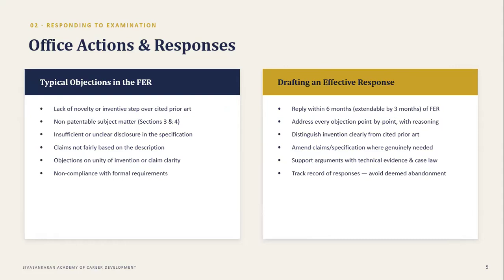The applicant should clearly distinguish the invention from the cited prior art. Where genuinely necessary, amendments may be proposed to the claims or specification. Technical evidence and appropriate legal reasoning can strengthen the response. Most important, every response should be properly tracked so that the application does not suffer from deemed abandonment because of missed procedural requirements. The quality of an FER response can have a major influence on the future course of the patent application.